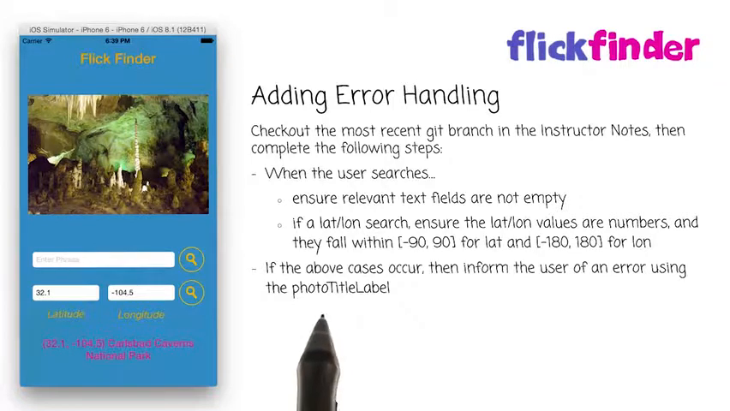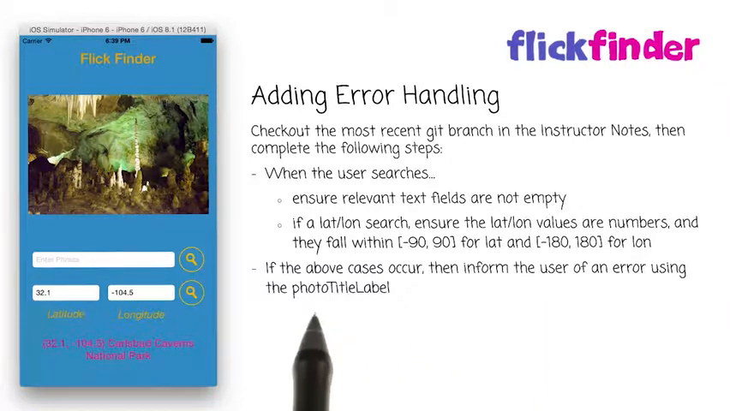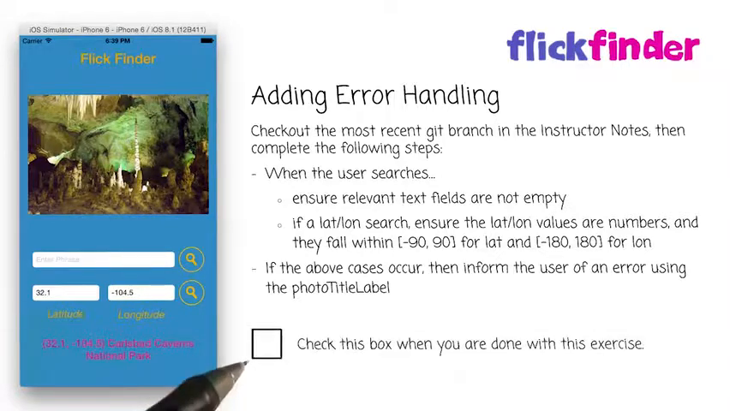And if any of these cases occur, then we'll want to make sure that the user knows. And again, we can reuse this photo title label down here to inform them that some errors occurred when they've been searching. When you're done, check the box.